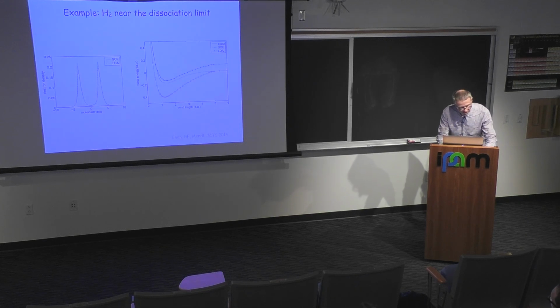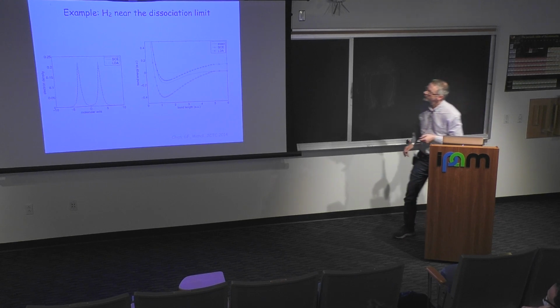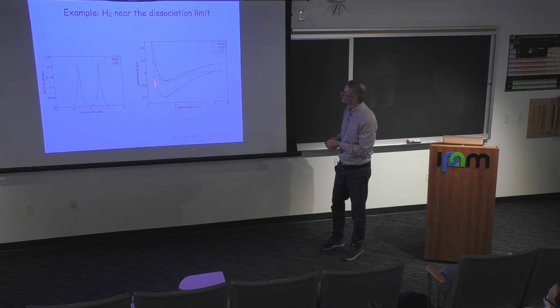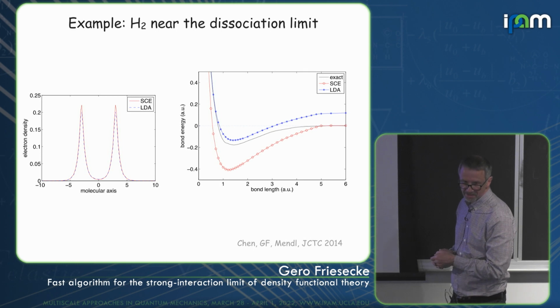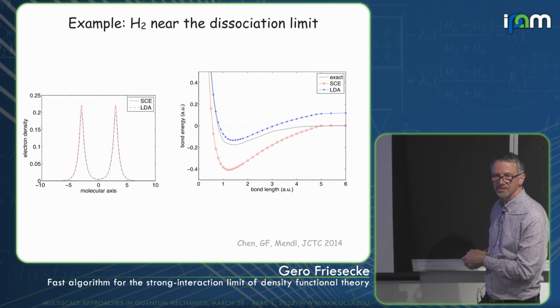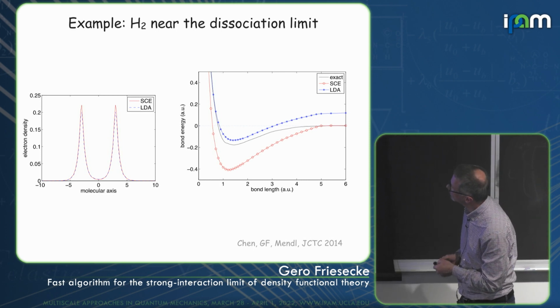Near equilibrium there is a quite disastrous underestimation of the energy here, but at really long range, it actually gets very good, and it gets the dissociation limit exact. That's a tough challenge for DFT, to get this dissociation correct, and all the standard functionals fail it.